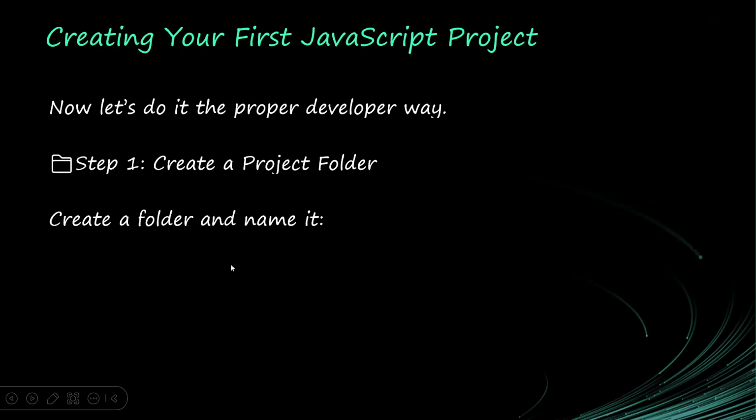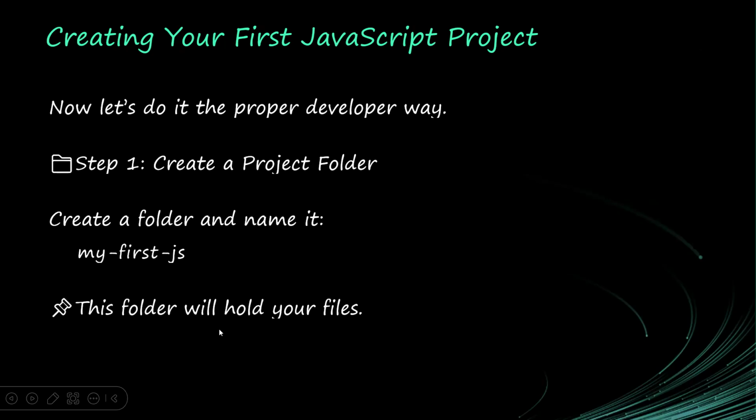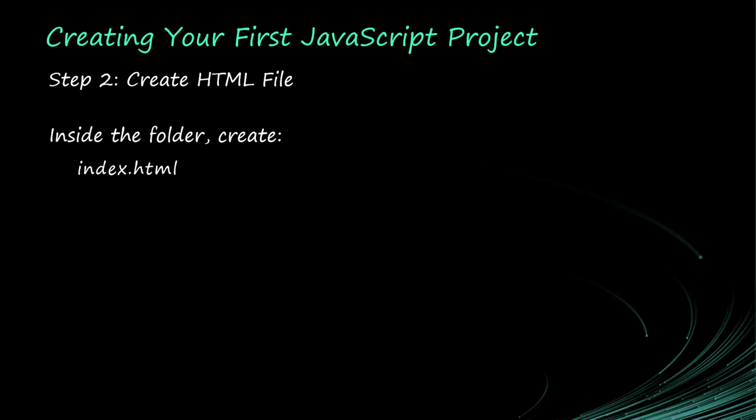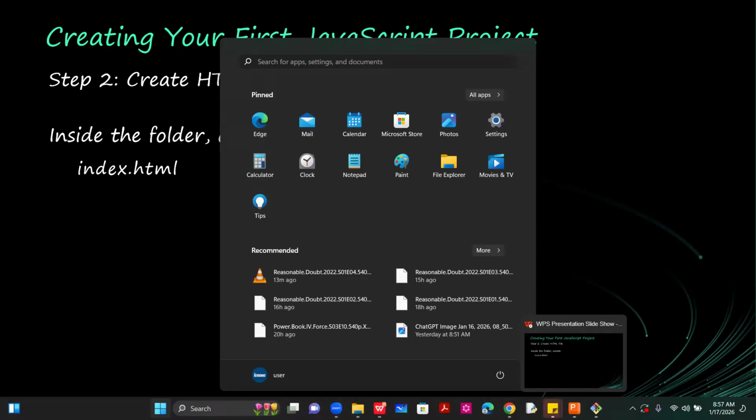The tutorial said we should create a folder and name it my first JS. Now, for me, the first folder I created was 30 days full stack. Then inside of it, I created day one so that every code in day one will be in here. You can call it anything you want, but just remember the name. So this folder will hold your file. So inside of the day one folder, create an HTML file called index.html.